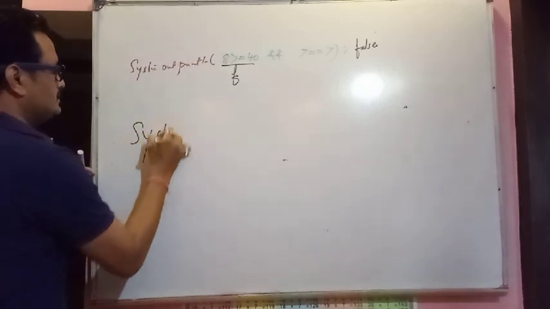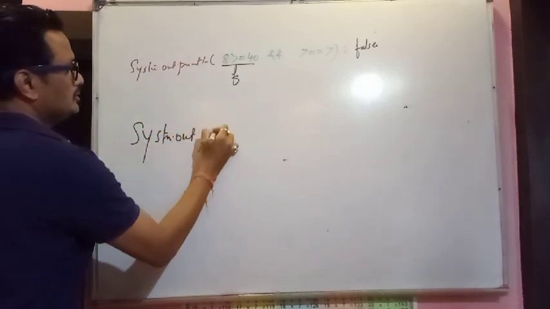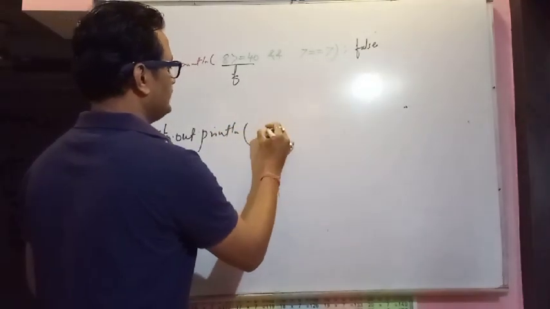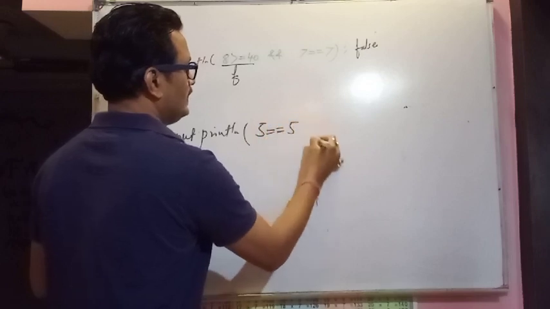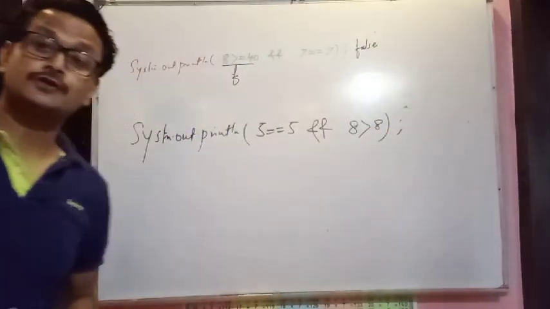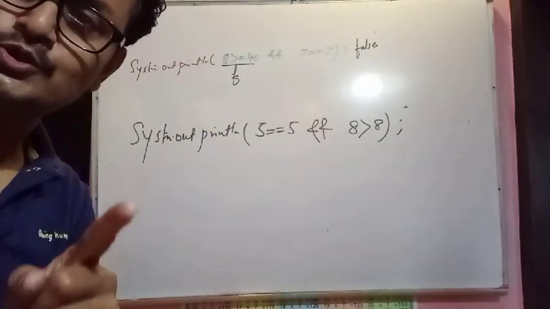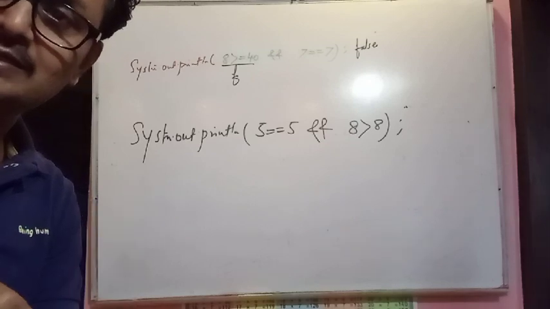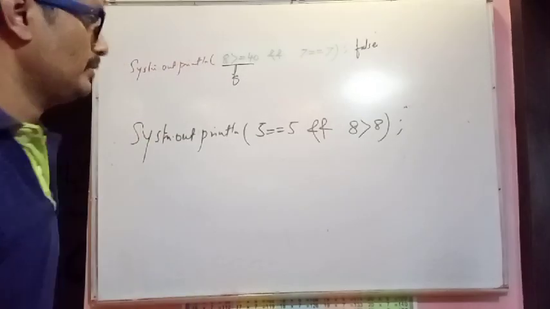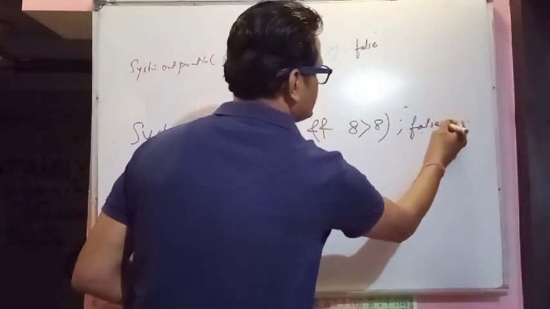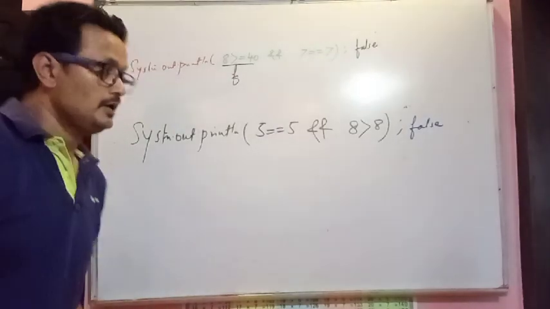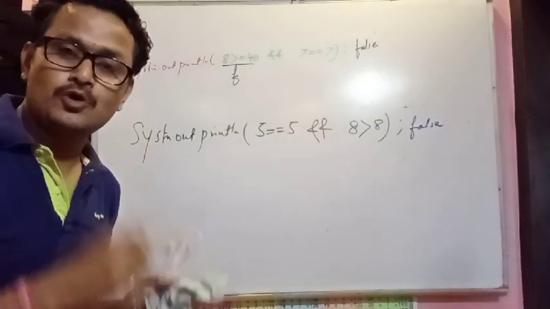If you write here System.out.println, okay? Here is 5 is equal to 5 and 8 greater than 8. Now check the first condition. The first condition is true. Then it will check another condition. The second condition is what? False. So finally your answer will be what? We will get false here. So this is your logical AND operator. Kindly copy all the things in your notebook.